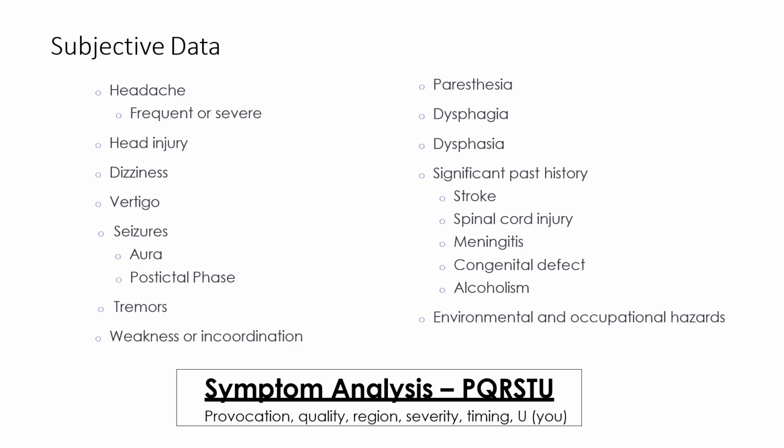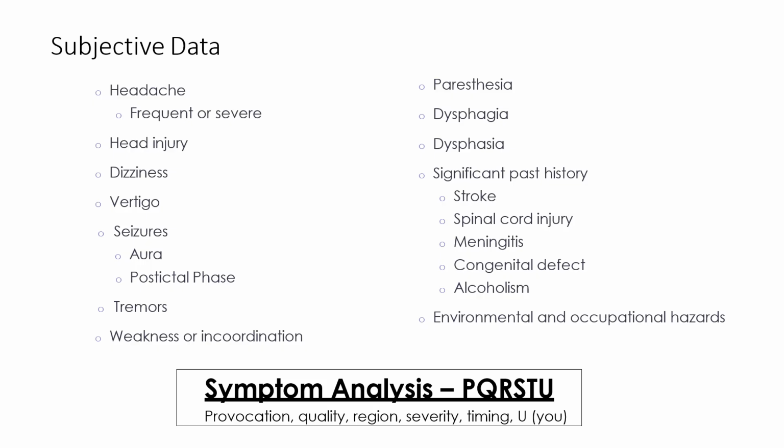Subjective data that we want to ask about. We want to ask about any headaches. If they do, how frequent or how severe are they? Have they had any head injuries? If they experience any dizziness, dizziness is when they feel like their head is spinning. And vertigo. Vertigo is where they experience the room moving around. If they have had any seizure activity.